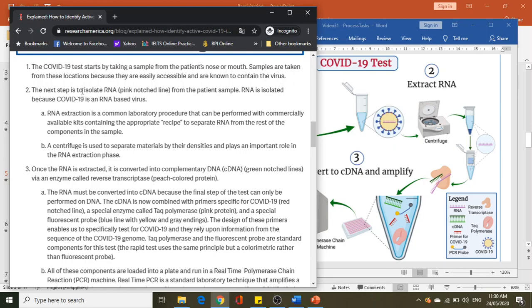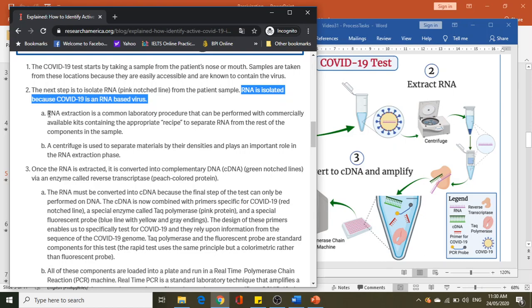Okay. The next step is to isolate RNA, the pink notched lines. So that's the RNA over there. You see that? And so now the RNA becomes the point of emphasis. This object is now going to move to the front of the sentence. RNA is isolated because COVID-19 is an RNA based virus.